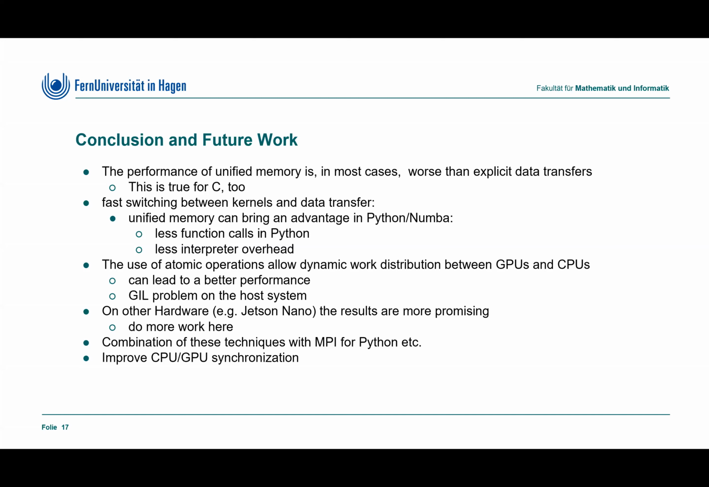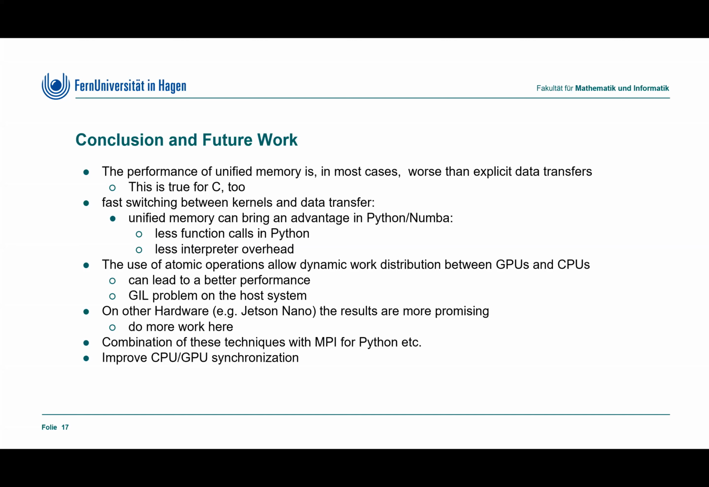The nice thing is these atomic operations, which allow this work distribution between CPUs and GPUs. This can lead to better performance, but the problem, and what we're working on at the moment, is this global interpreter lock problem. So we want to find a better way to start multiple threads together with Numba to get a better work distribution between CPUs and GPUs.